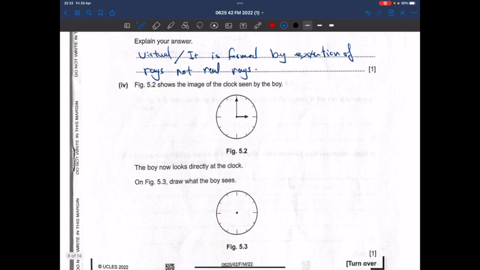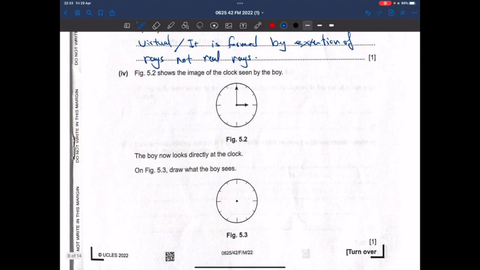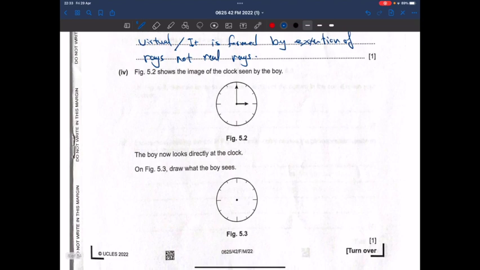The next part of the question, figure 5.2 shows the image of the clock seen by the boy. This is the image in the mirror. So the boy now looks directly at the clock. On figure 5.3, draw what the boy sees. You know, from the property of that image, it should be reversed. So I will draw the longer hand as it is, and the smaller one could be in the opposite direction. Instead of right, it could be to the left. This is one of the properties for the image formed on a plane mirror. That was easy.